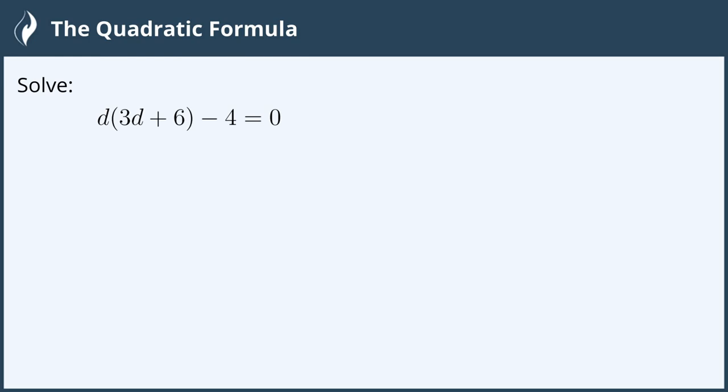Hi everyone! In this video we will go through the quadratic formula. Solve d times the quantity of 3d plus 6, close parenthesis, minus 4 equals 0.